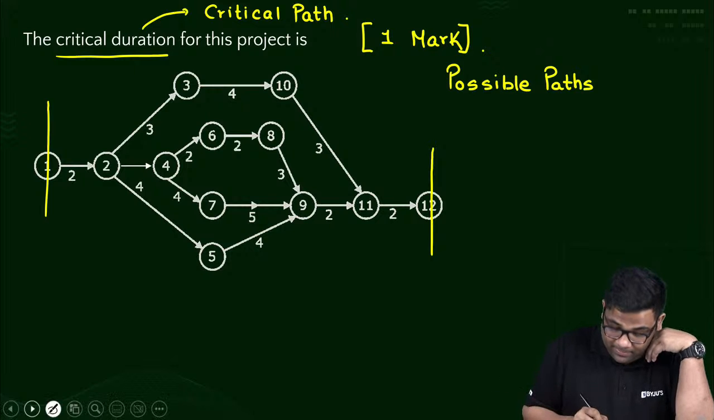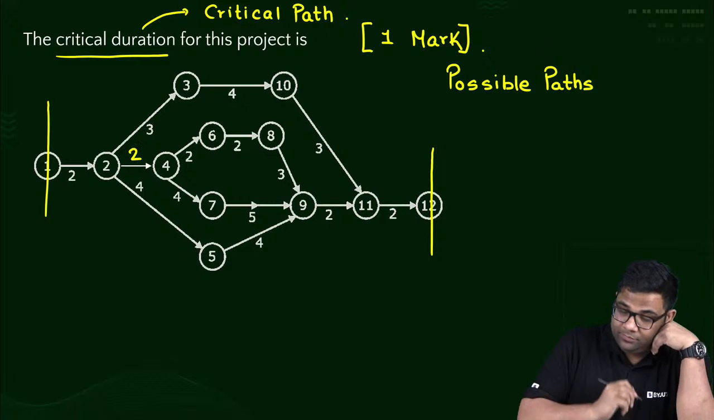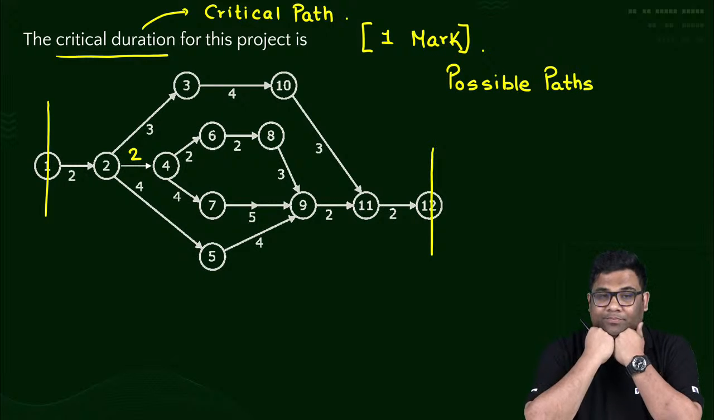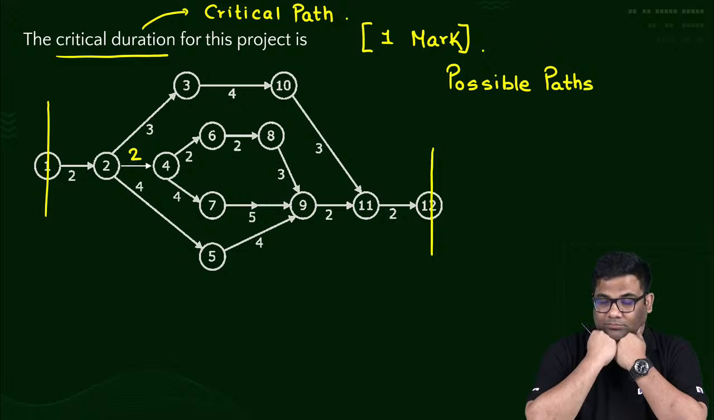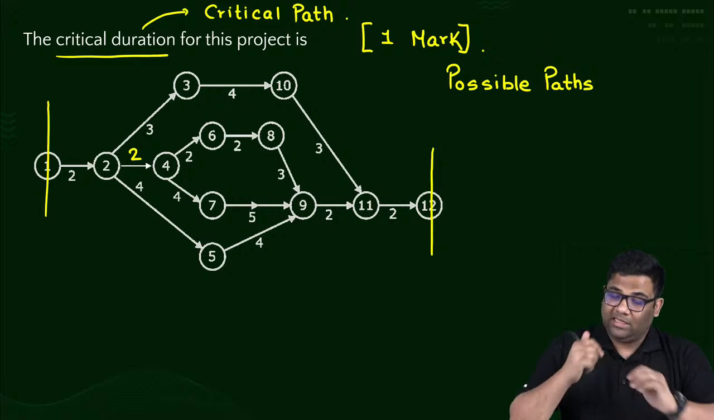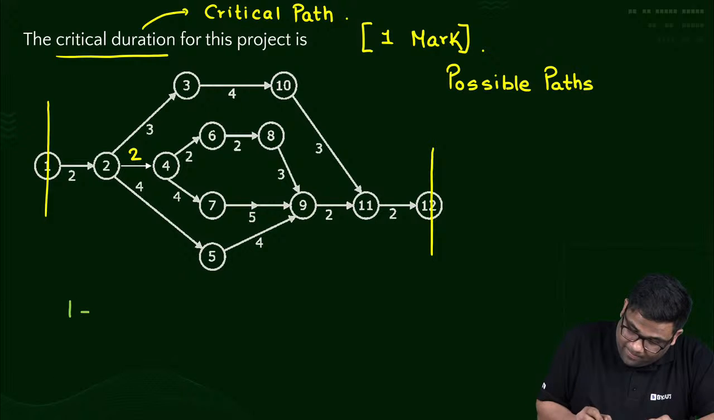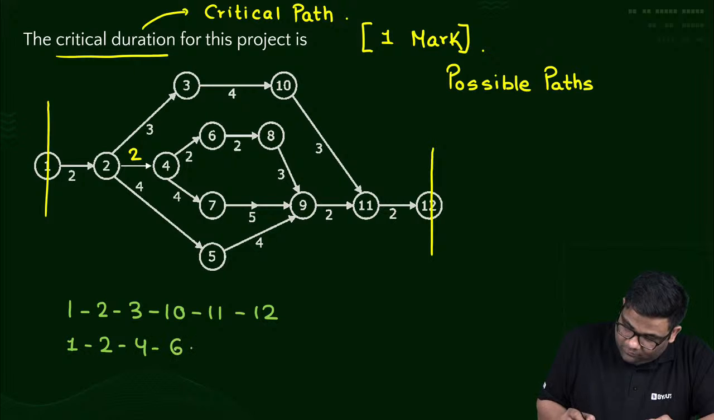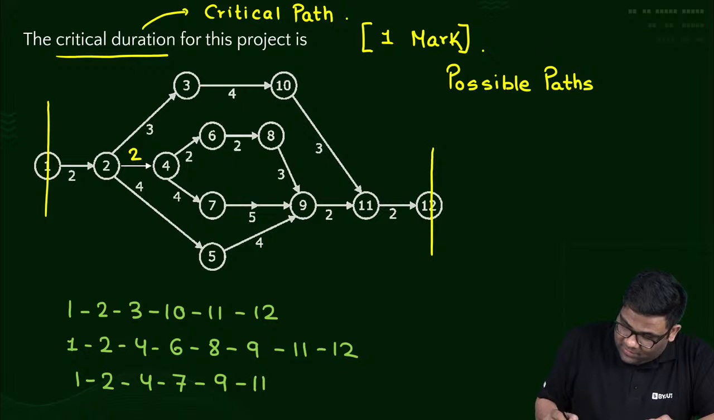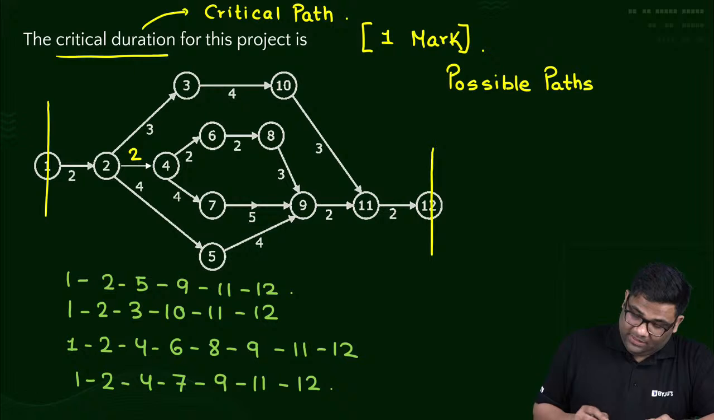The time for this one is not given, so take this as 2. Let us see all the possible paths. This is one possible path. Another possible path. Another possible path. And the last possible path is this. Yes, these are the possible paths, right?